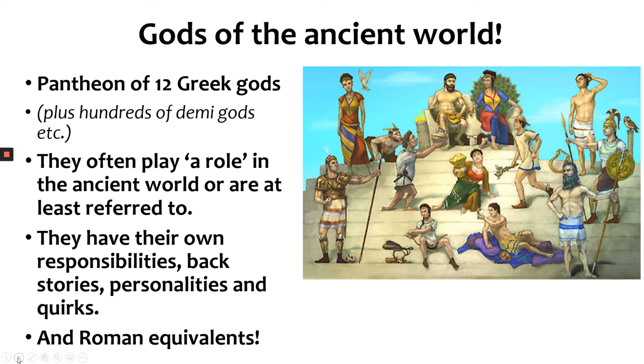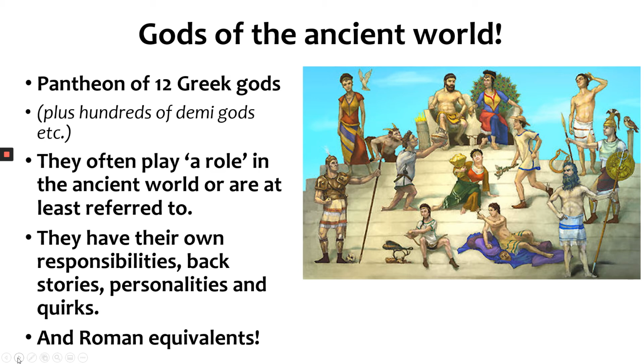Realistically, there are hundreds of Greek gods, not to mention the demigods, people who are half gods, various muses and mythological and ephemeral beings. But let's start with the pantheon of 12, the 12 Olympians. These are the top Greek gods. As we've said before, they often have a role in this ancient world. They're always cropping up somewhere. They're always doing something, or people are referring to them. So it's important to know who these gods are and what they do.